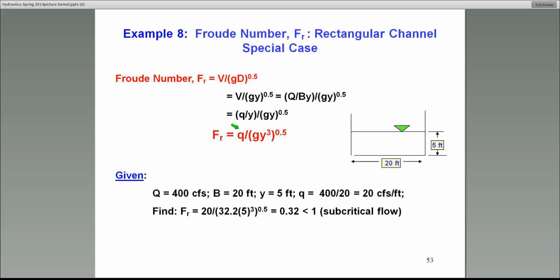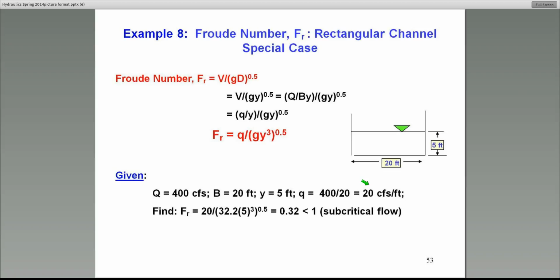So that's the quickest way to calculate the Froude number in a rectangular channel system. To give you an example, here's the flow rate Q in this channel. The bottom width is 20 and the depth is 5 feet. What I would like to know is: is this subcritical flow or supercritical flow? In order to do that, we need to calculate the Froude number based on this information. The discharge per unit width is 400 divided by 20, or 20 CFS per foot in this example.